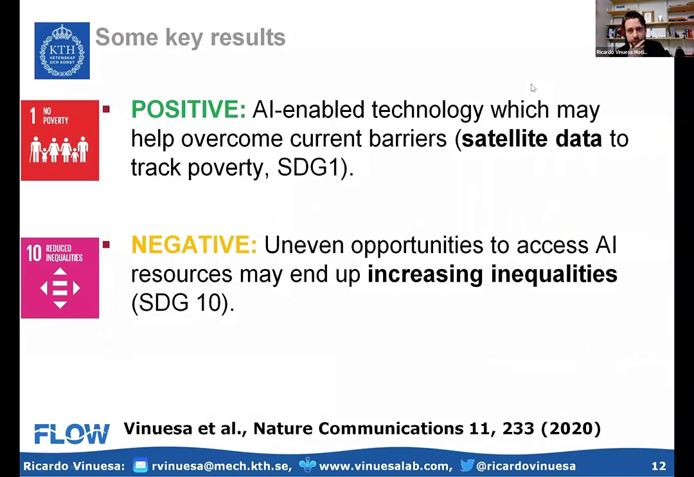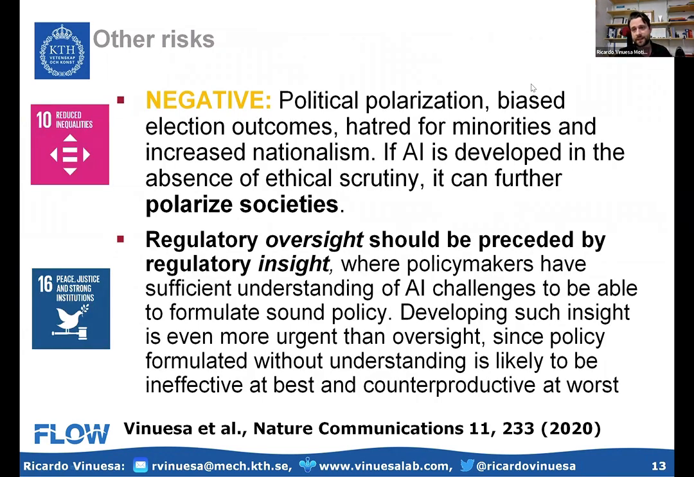Now, some examples could include SDG 1 on no poverty, where there has been some work on analysis of satellite data with convolutional networks to track and assess areas of poverty. Negative effects on SDG 10, on increasing inequalities: of course, if the future is going to heavily rely on AI and not everybody has the same access to this technology, then we're going to exacerbate existing inequalities. And some more negative effects can be associated with the polarization and increase of bias in election outcomes, and things that we have been observing, maybe more pronounced now in the context of Corona.